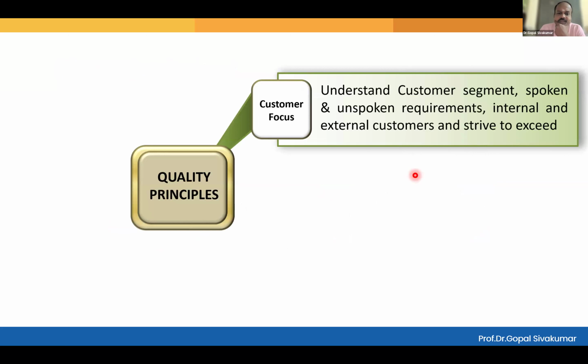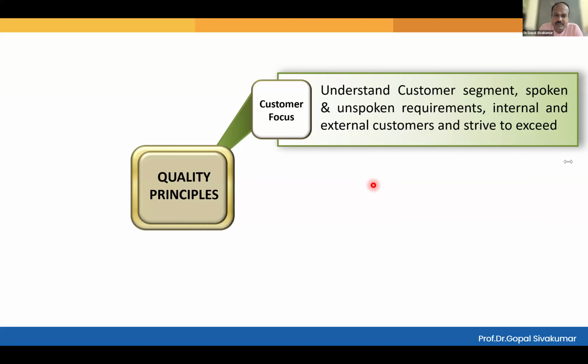So now there are certain principles to be understood. If you are really concerned about ensuring quality in your products and services, first of all, you must be customer focused. What is customer focused? You should know who is your customer. Customer means your customer segment, the target audience, isn't it? So, for example, right now, the training program, who is the customer? Me. You are the customer, right?